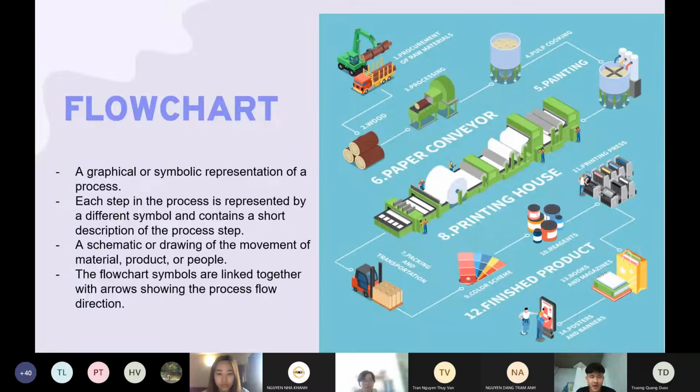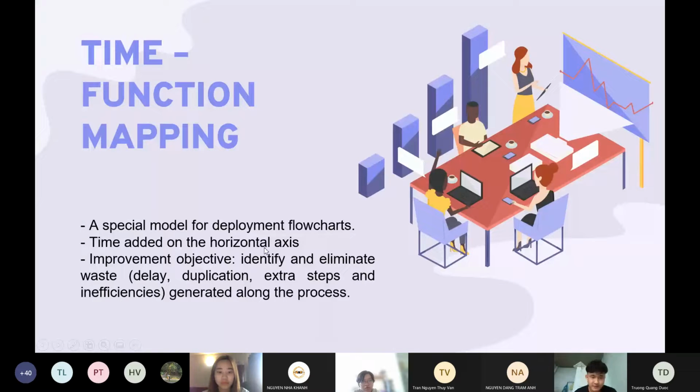You can see in the picture how paper is created in manufacturing. First you need the raw material, and so the flowchart is unique to the process flow, and you create the paper. I'll move on to the next slide, please.